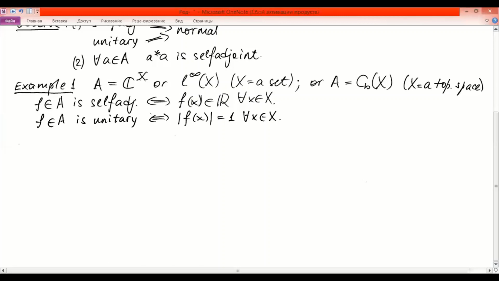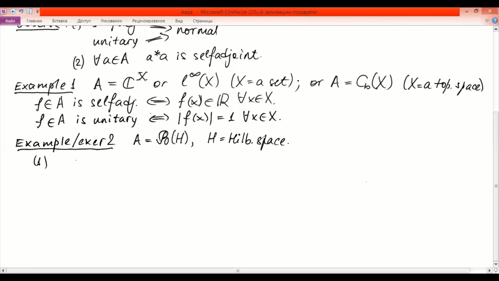Okay, now example 2. An example and an exercise at the same time. Suppose now that A is B of H, the algebra of bounded operators on a Hilbert space. Then it's a useful exercise to show that a bounded operator T is self-adjoint if and only if the corresponding quadratic form given by the following formula is real.